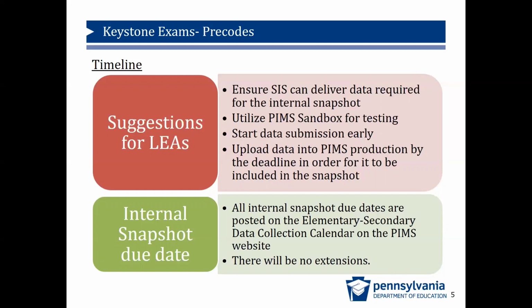The deadline for submitting data for Keystone internal snapshot collections is located on the elementary secondary data collection calendar listed on the PIMS website. PIMS will shut down temporarily to take the internal snapshot. Any data updated after the snapshot date will not be available in the testing vendor system. Because this is an internal snapshot, the data is frozen in time and extensions cannot be granted.